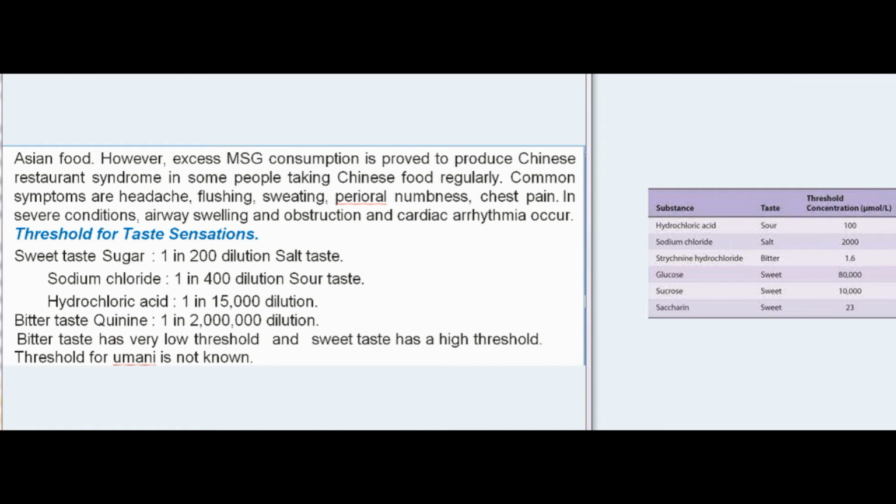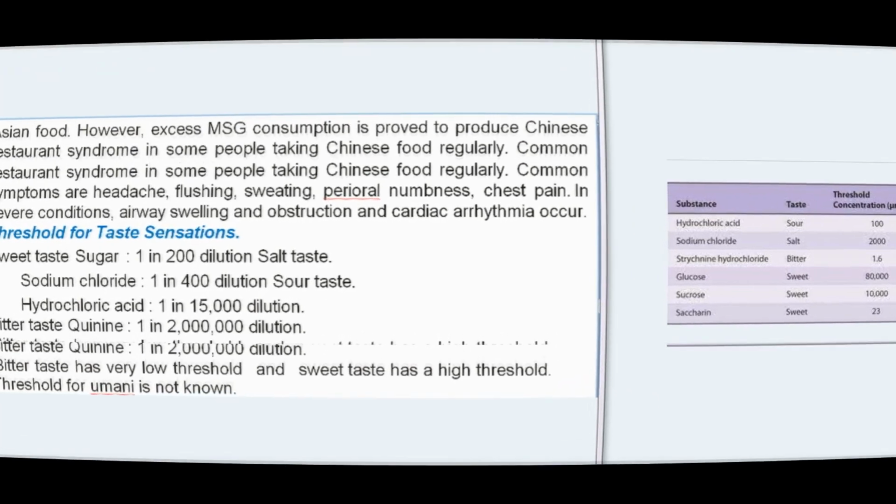Threshold for taste sensations. Sweet taste: sugar, 1 in 200 dilution; salt taste: sodium chloride, 1 in 400 dilution; sour taste: hydrochloric acid, 1 in 15,000 dilution. Bitter taste: quinine, 1 in 2 million dilution. Bitter taste has very low threshold and sweet taste has a high threshold. Threshold for umami is not known.